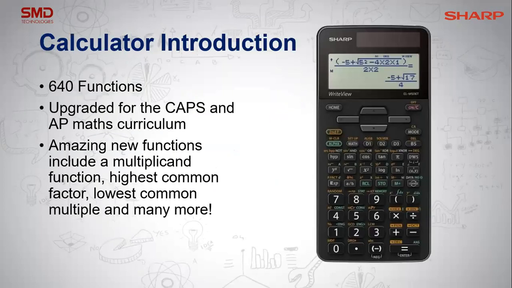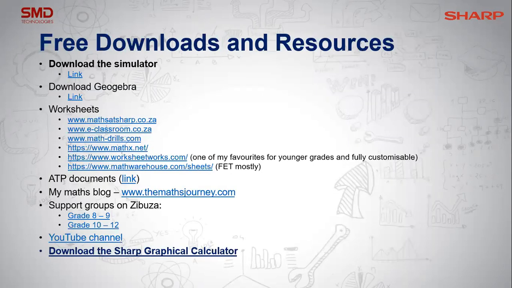So the 506 has 640 functions. It has been upgraded, as you can see, by its new look and design. It's got new features like the multiplication feature, which we don't actually use in high school, not even in AP grade 12, as I was seeing. But we do use it in varsity, which is really nice. It's got both the sum and the multiplication feature. You've got the highest common factor and lowest common multiple as well. So there are many different levels that we can use this calculator for.